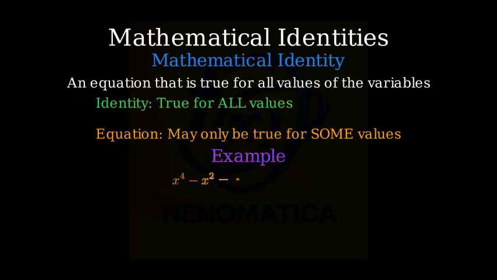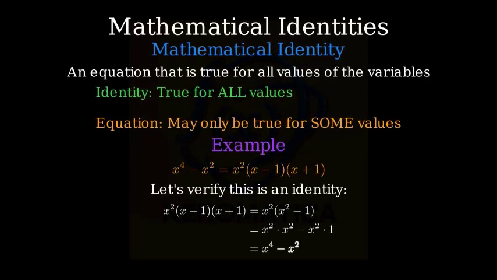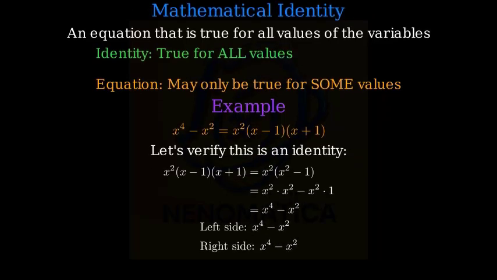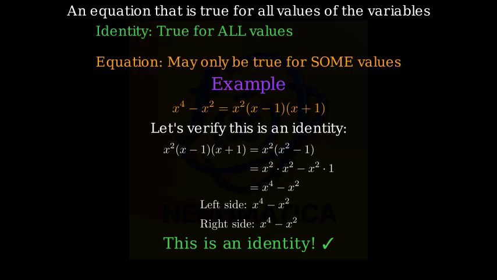The equation x to the fourth power minus x squared equals x squared times the quantity x minus 1 times the quantity x plus 1. To verify if this is an identity, we need to check if both sides are equal for all values of x. Let's start by expanding the right side. When we expand x squared times the quantity x minus 1 times the quantity x plus 1, we get x squared times x squared minus 1, which equals x to the fourth minus x squared. Now we can see that the left side, x to the fourth minus x squared, equals the right side, x to the fourth minus x squared. Therefore, this equation is true for all values of x where both sides are defined. It is indeed an identity.